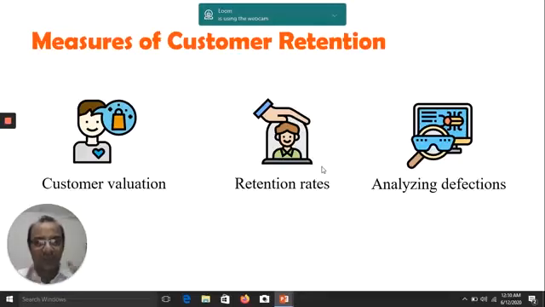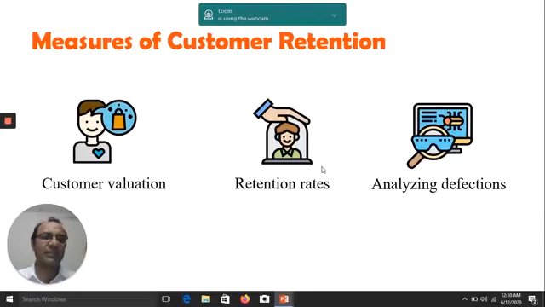Then the rate of retention. Each and every day we are selling our goods or services to so many customers, but among all these customers, how many are making repeat purchases? How many are coming back to our company? You have to see how many customers purchase once, how many purchase a second time, a third time, and so on. It will show the rate of retention, that is, how many customers we can retain, hold, and make loyal so that they keep purchasing my product repeatedly.